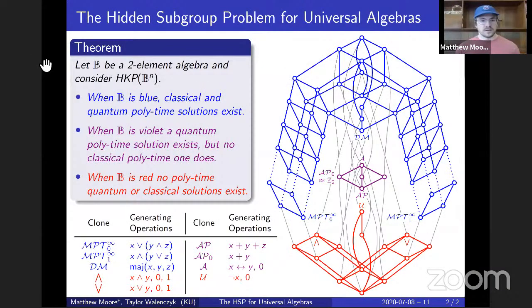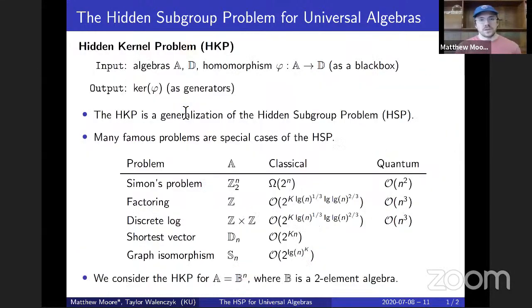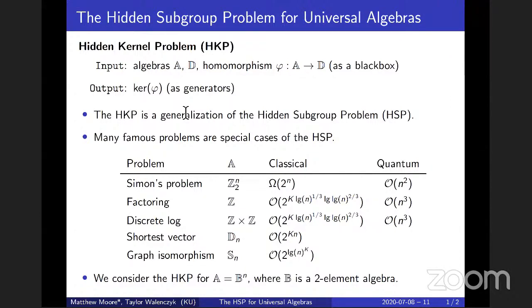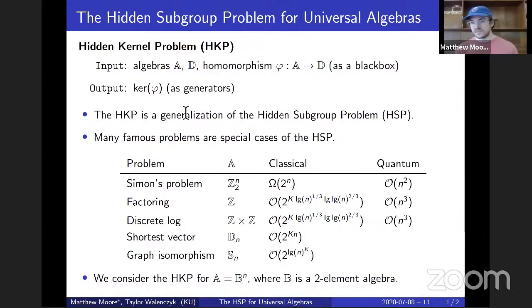Hi, everyone. So I'll begin just by giving a short summary of the results in the paper. The thing that we study is called the hidden kernel problem. That essentially takes as input two algebraic structures, A and B, and a homomorphism phi between them. The homomorphism is given as a black box. And as output, we would like the kernel of phi as generators or specified in some manner.